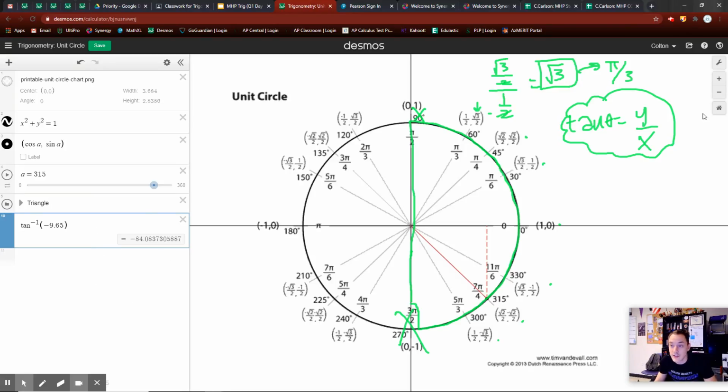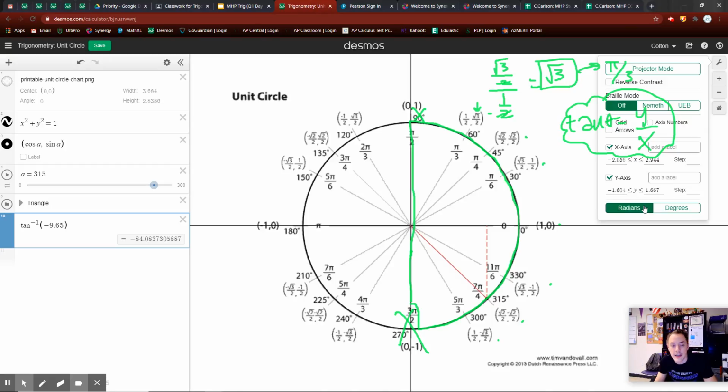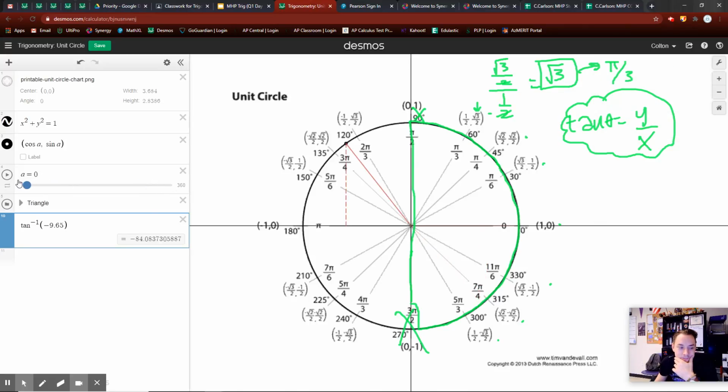All right, this is it in degrees. If I wanted it in radians, notice how it's switching here. Also notice this, my little thing is switching too. Isn't that pretty cool? All right, so that's my answer in degrees.